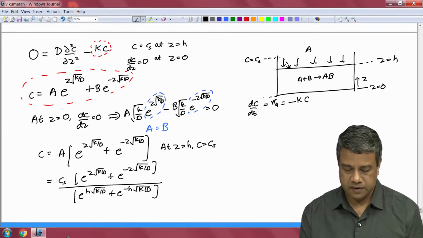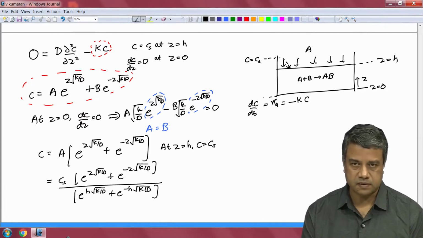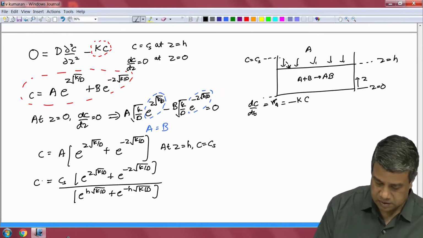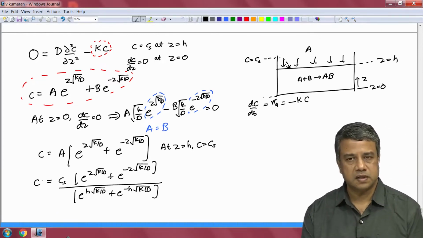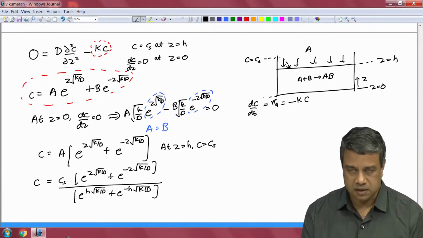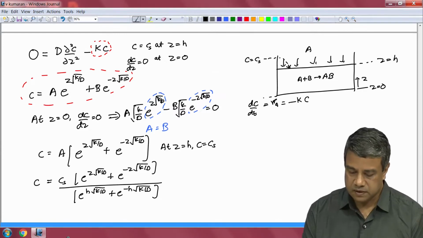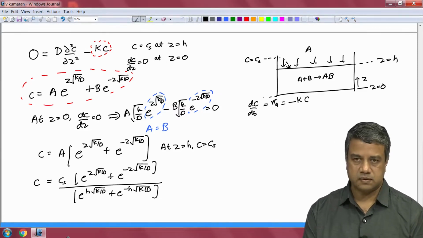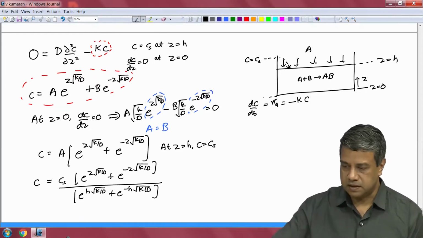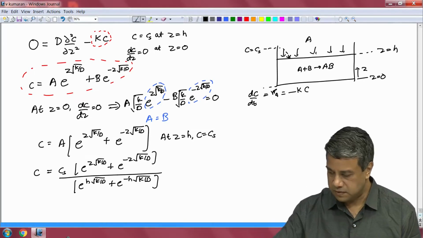You can easily verify that if you substitute z is equal to h in this expression, you will get C is equal to Cs. So, this solution for the concentration field satisfies both boundary conditions. Flux is equal to 0 at z is equal to 0. You can take the derivative and verify that the flux is 0 at z is equal to 0, and the value of the concentration is Cs at z is equal to h. So, that is the solution for the concentration field.